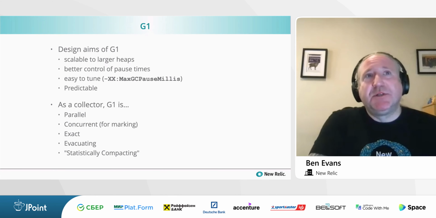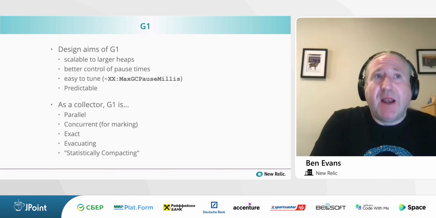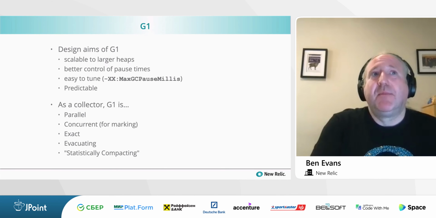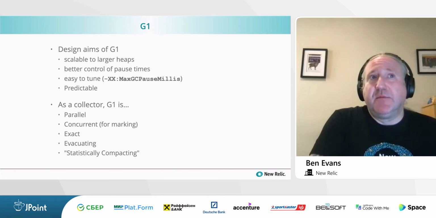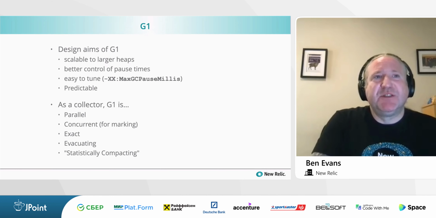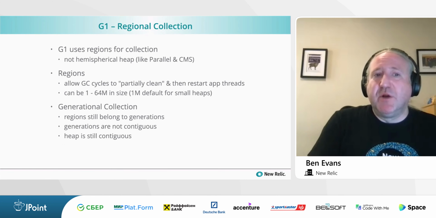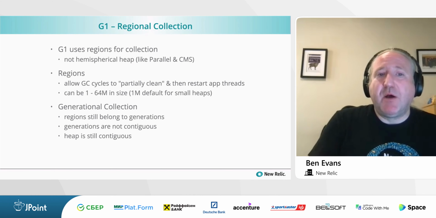So if you want some buzzwords to describe what G1 is and what it does, I think these are pretty accurate. It's a parallel collector. It uses multiple threads. It's a concurrent collector. It runs at the same time as application threads do. And it's what I like to think of as a statistically compacting collector. It doesn't do everything, but it just kind of tidies up a bit as you go along. It uses regions, and it allows partial cleaning.